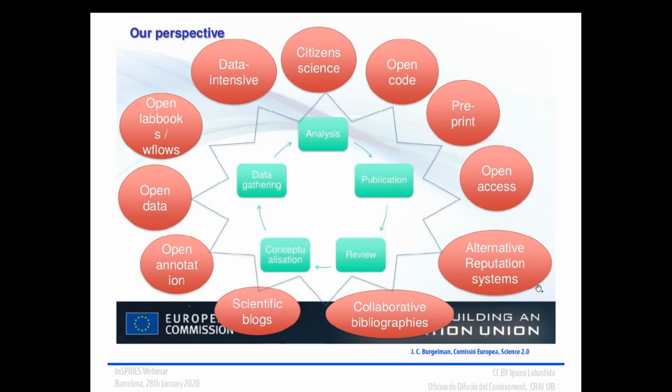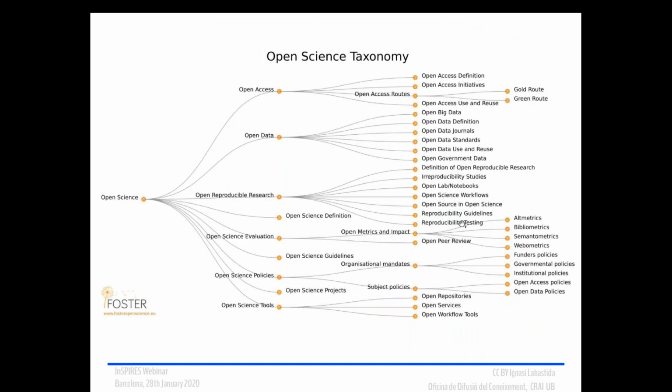There is another way to see it by using what is called the open science taxonomy that was developed by the Foster project, a project that was also funded by the Commission, and one of the aims of the project was to generate a lot of resources to foster the idea of open science. You can go to the website and look at all the resources that are there. As you see here, I always say that in fact, open science is just science or research with this open tag, because we have publications, we have data, we have the idea of reproducible research, evaluation, policies, and tools. And again, you see on the top the open access with all the rules, the definitions, the initiatives, and that's what we will focus our talk on today.